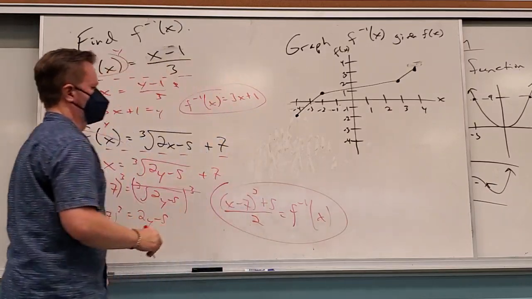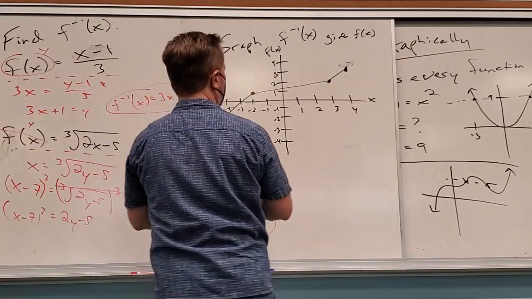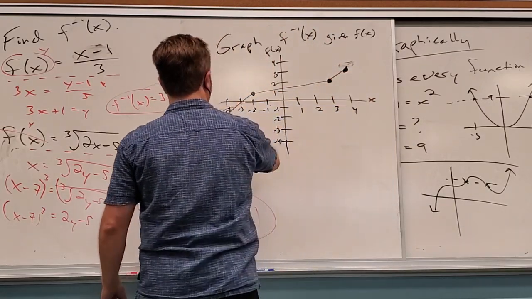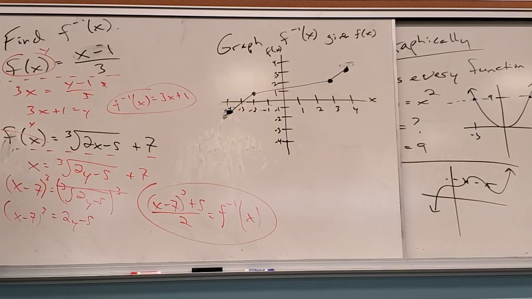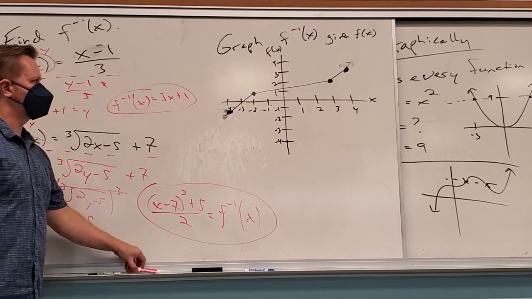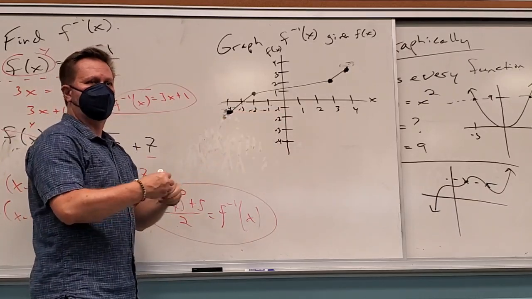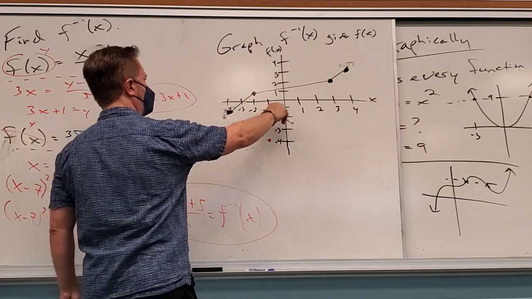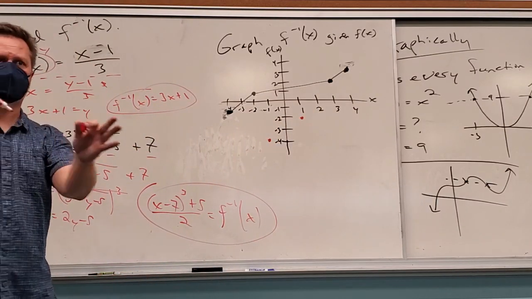Now, I just put that up there, so I don't think you guys have a chance to do that one, but hopefully you can tell what those points are trying to be. These are not too bad. So you don't have to make the table. You just do each point one at a time. What point is this? -4, -1. So my inverse is going to go through -1, -4. What point is this? -2, 1. So my inverse is going to go through 1, -2. Everybody with me so far?